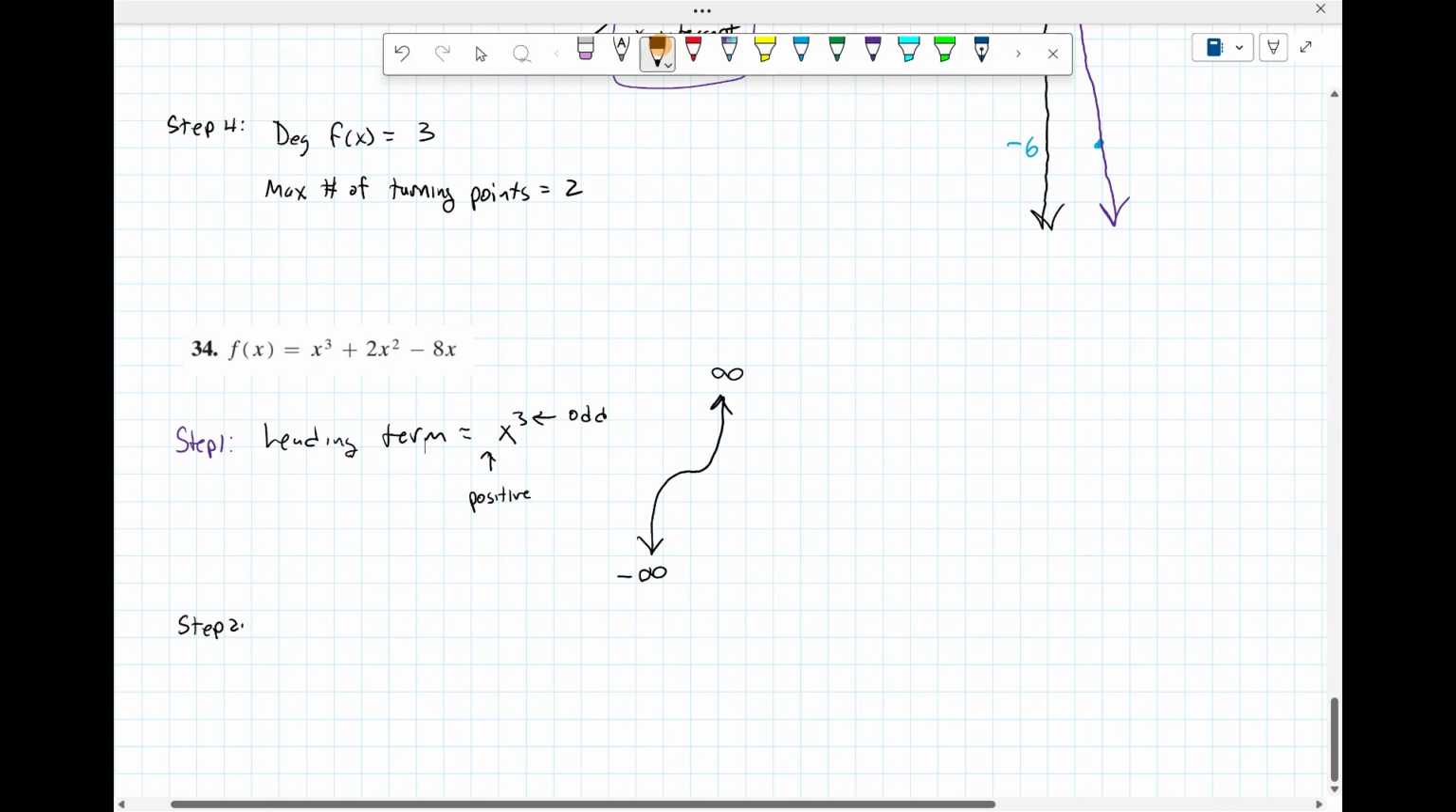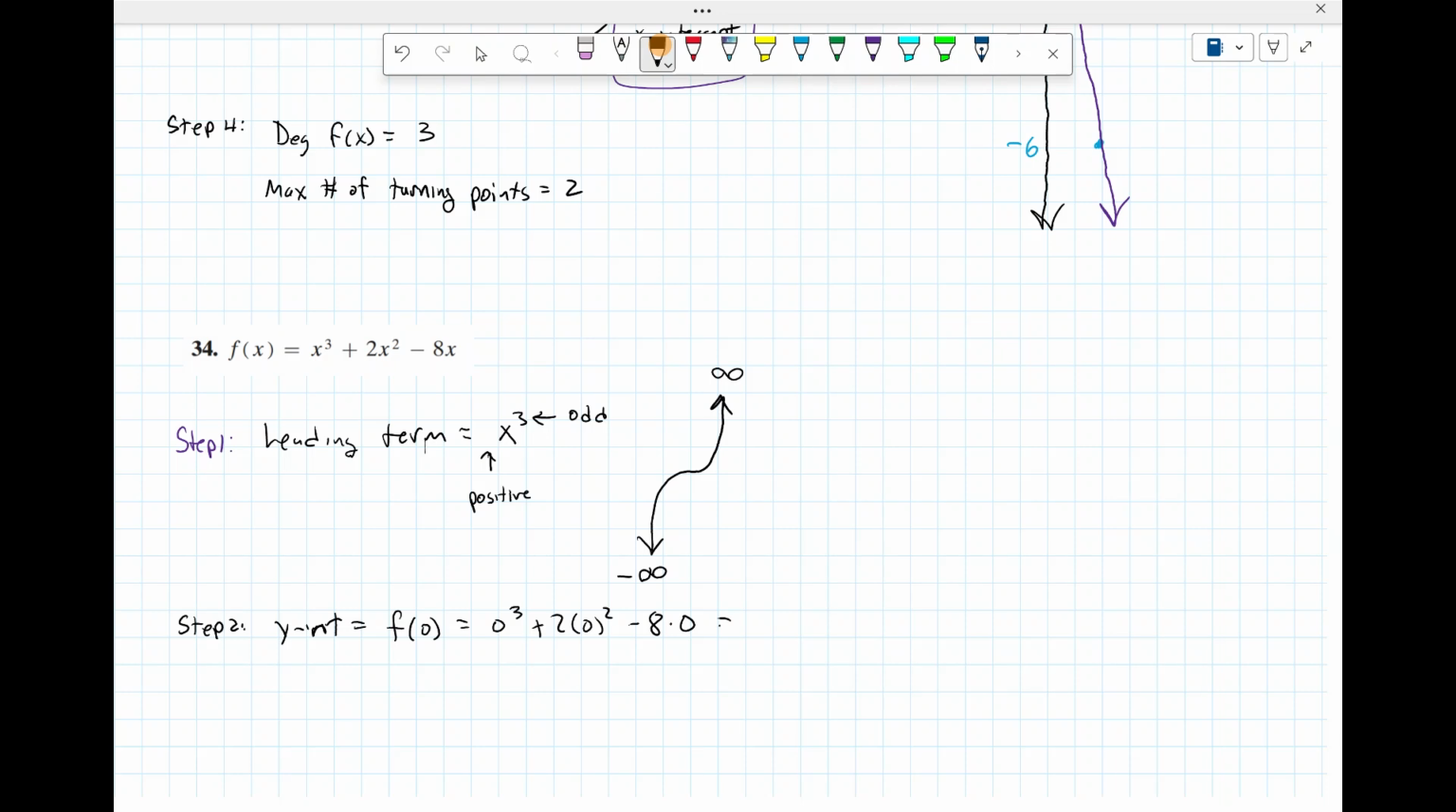Step 2, we find the y-intercept. The way we find the y-intercept is we find f of 0, which in this case would be 0 to the third plus 2 times 0 squared minus 8 times 0, which is 0. And so our y-intercept is (0, 0).